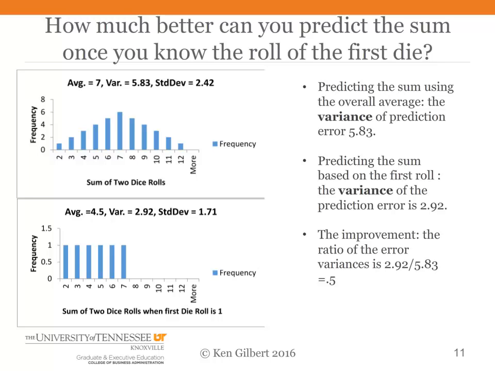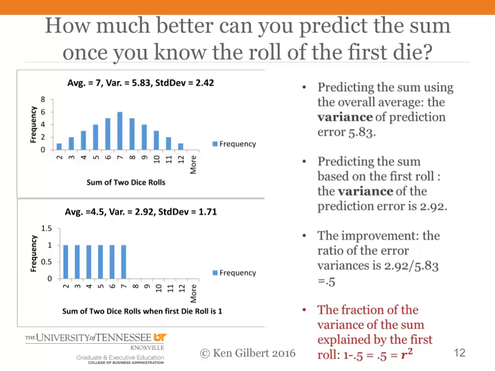By what fraction does the variance of the prediction error improve when I know the roll on the first die? Well, originally the variance was 5.83. If I know the roll of the first die, the variance is 2.92. So if I take the ratio of those, the improvement ratio is 0.5. So the variance is now half what it was originally.